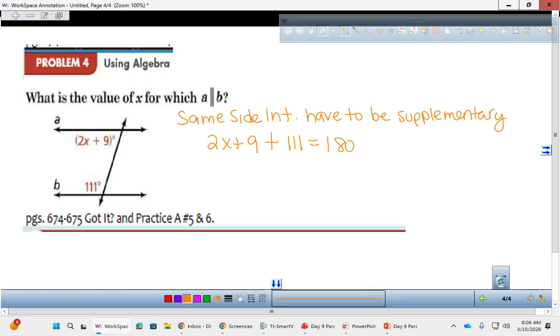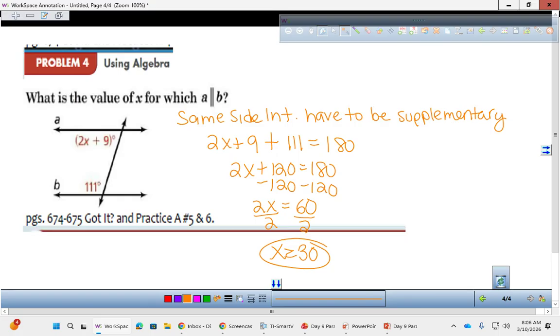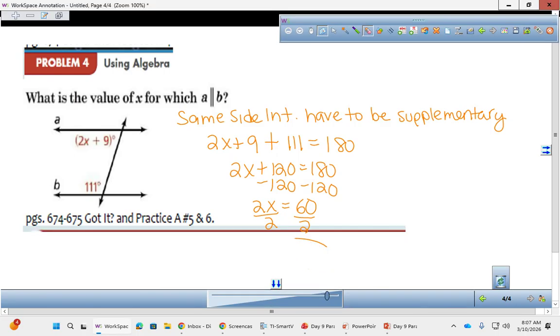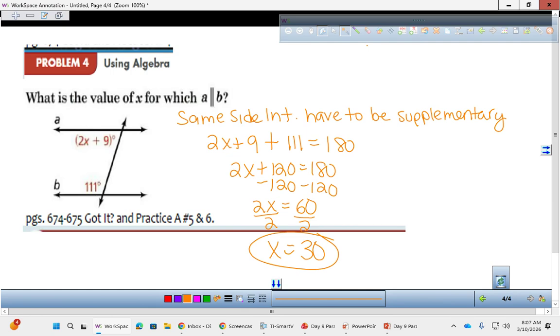All right, so we'll combine like terms. Subtract 120. Multiply by 2. And it just says what value of x. It doesn't ask you to solve for the angle or anything like that. So the value of x would have to be 30 if these lines are parallel. Because if x is anything other than 30, then these two angles will not be supplementary. They won't add up to 180. And if they don't add up to 180, then the lines aren't parallel.